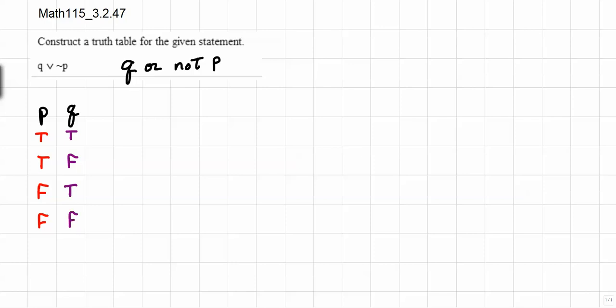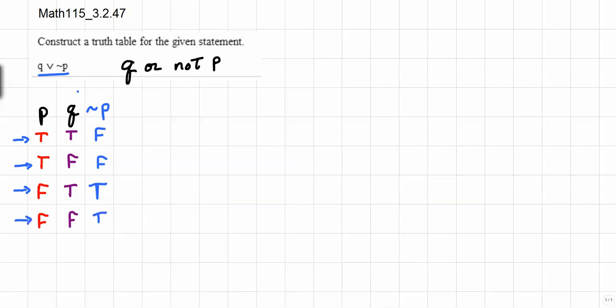Now the next thing that we want to do is create a not P column because our initial statement has both a Q and it also has a not P. So we'll create the not P column, which is going to be this one. And we're going to start with this right here. If P is originally true, not P will be false. If P is originally true, once again, not P will be false. And if P is originally false, then not P will be true. And if P is originally false, once again, not P will be true.